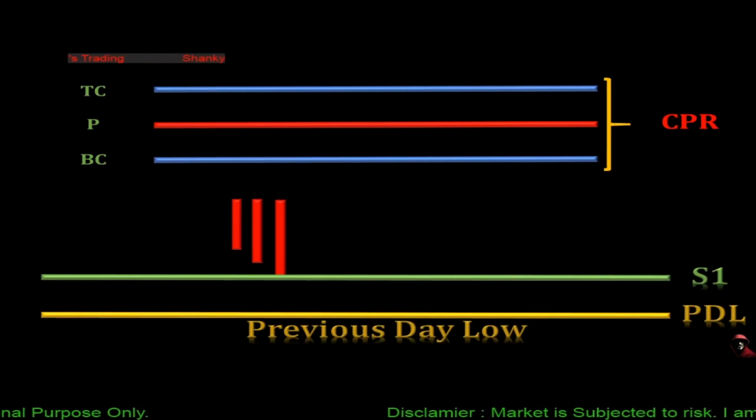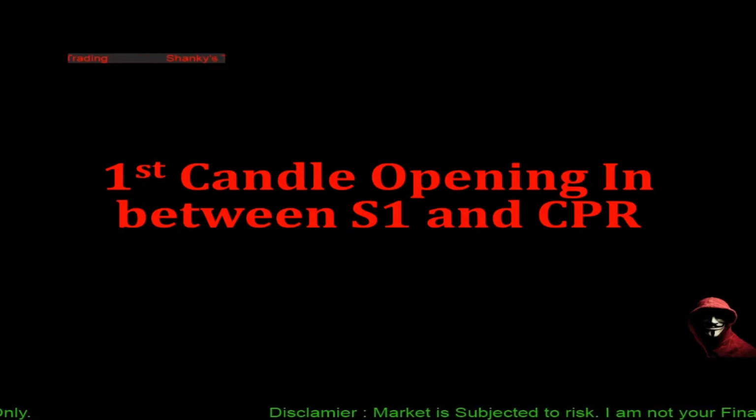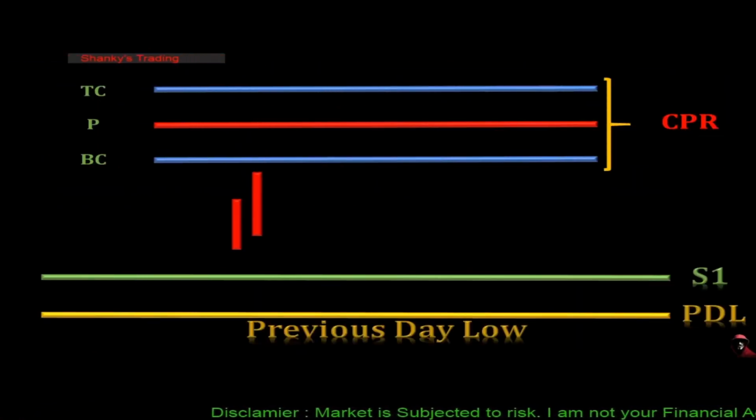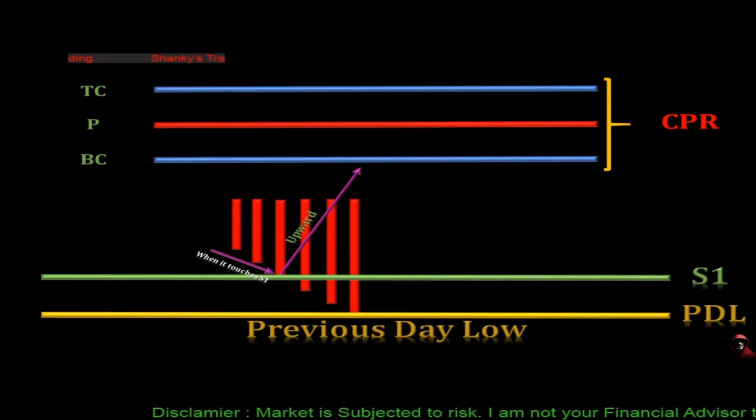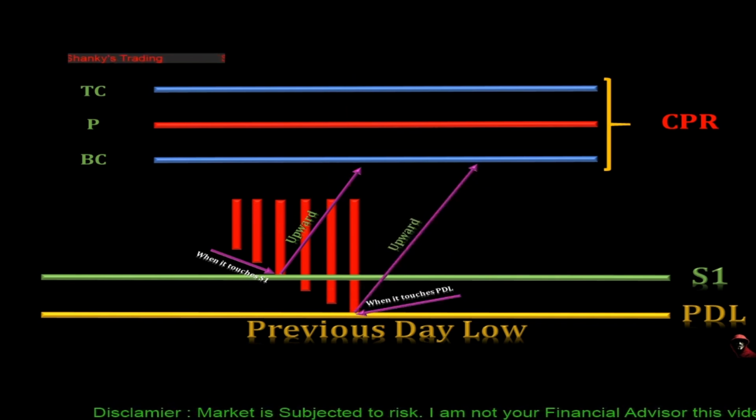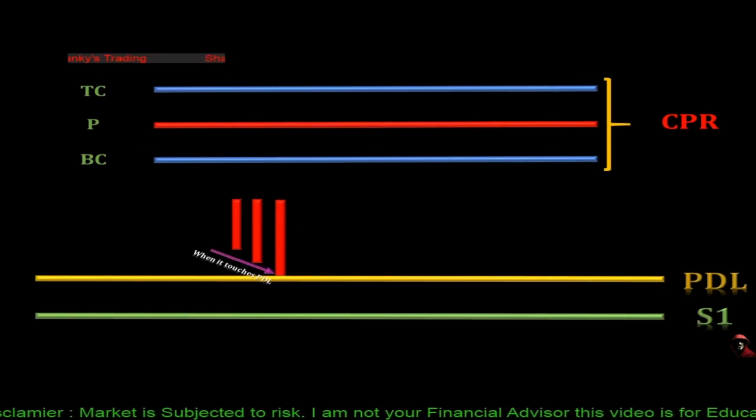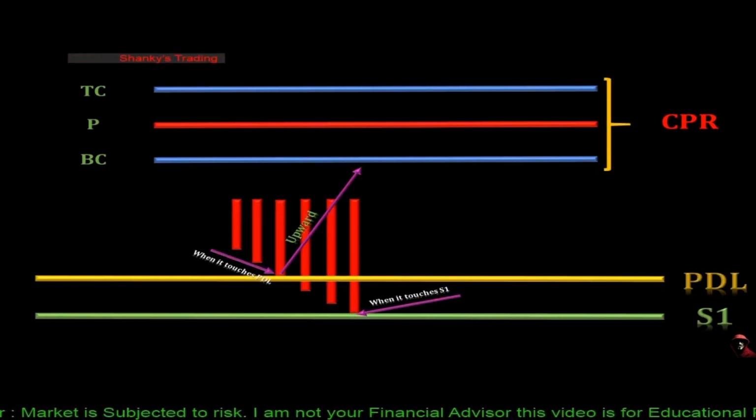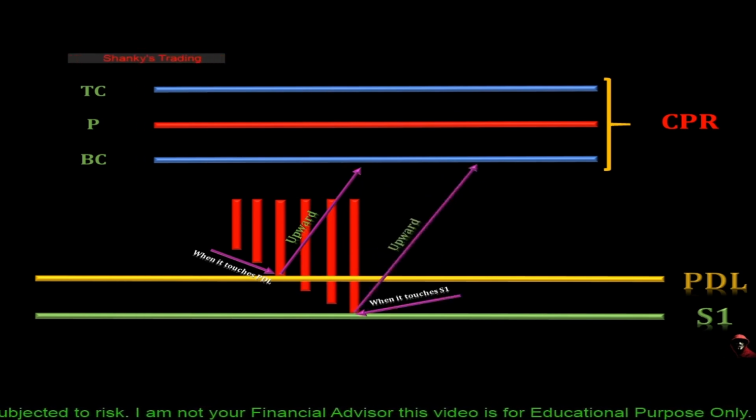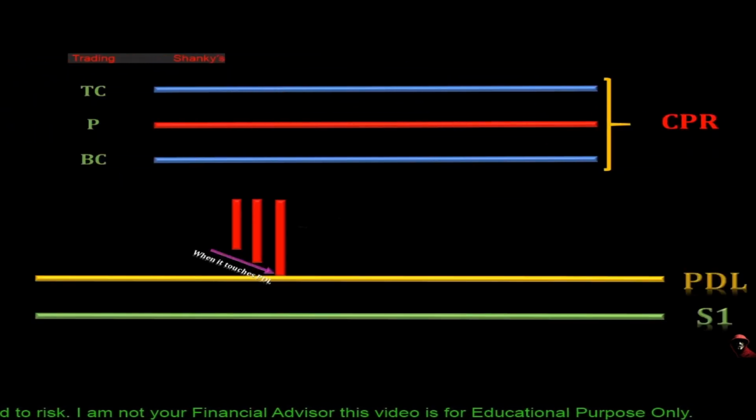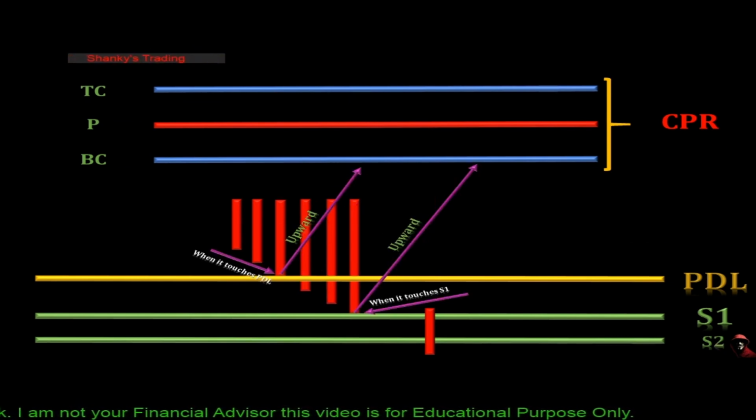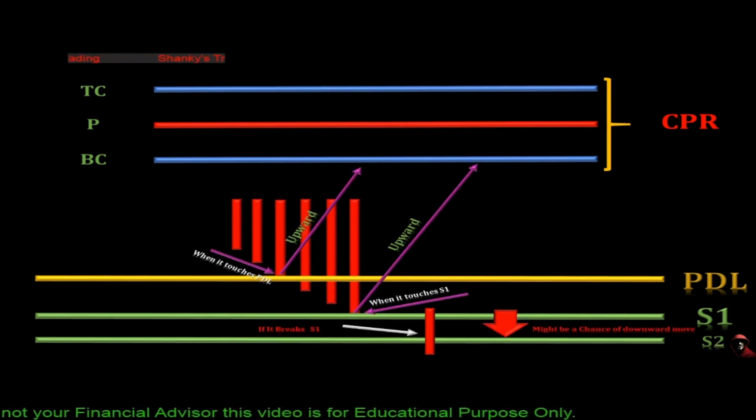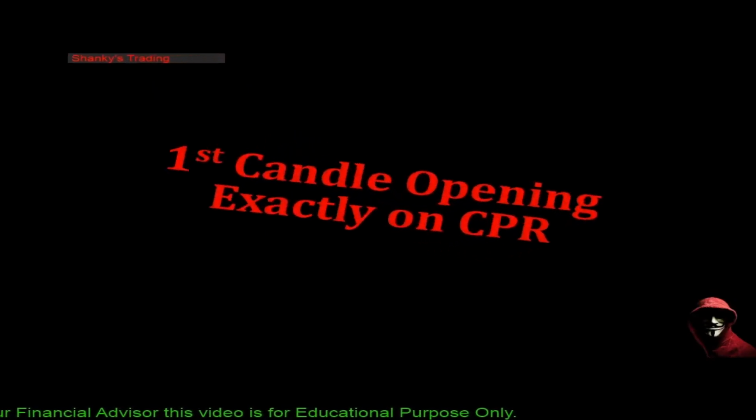The second condition is when the first candle opens between S1 and CPR. What will happen? If it doesn't cross S1, it will go back to the CPR line. If it doesn't cross the previous day low line, it will just go back to the CPR line. If the previous day line is not broken, it goes to the CPR. If it breaks both lines, you can see bullish movement coming in once S1 is broken. These are the two conditions.